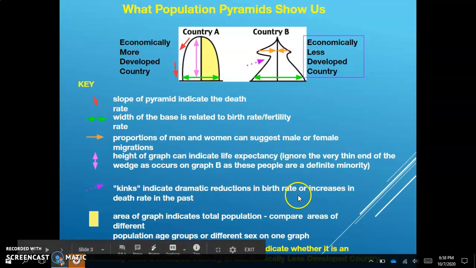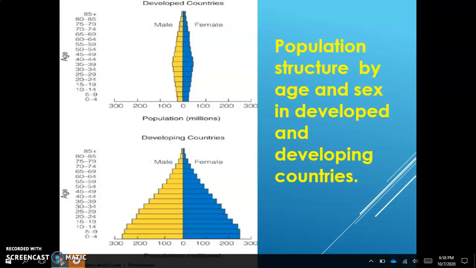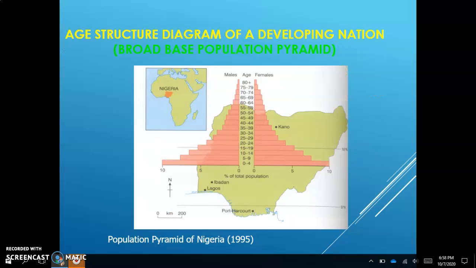And then the area of the graph will indicate the total population. So you compare the areas of different population age groups or different sexes on one graph. The area here would be the percentage of females in the country, and on the other side we would have the percentage of males in the country. And then the overall shape will give us some information about what's happening in our country based on the population. So let's talk about the difference and actually look at some visual examples of this.